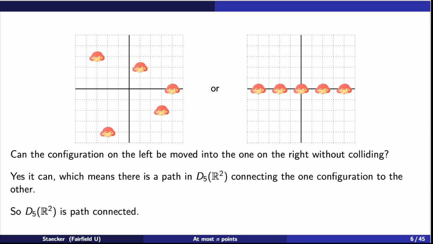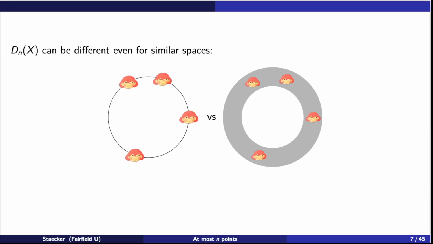But it's not true for other spaces. For example, these two similar looking spaces, just a circle, and this is an annulus, they have different topology in their configuration spaces. So in this case, if you were looking at configurations of 4 points, the fundamental groups of the configuration spaces are different.